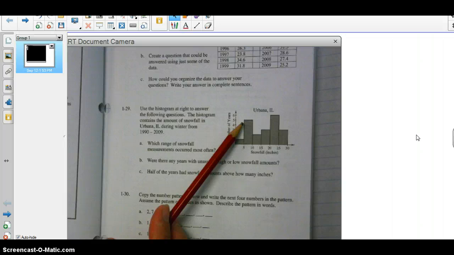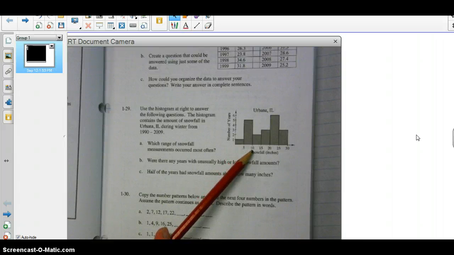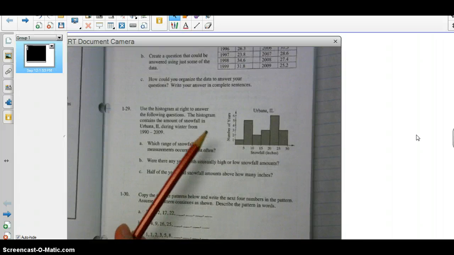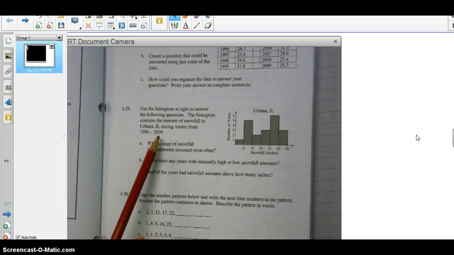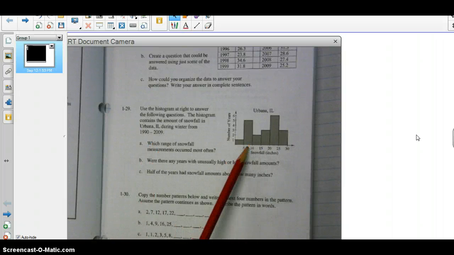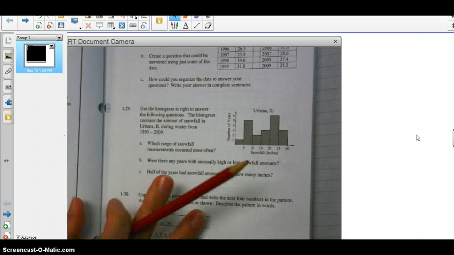It looks to me like the histogram is telling me that there were about 5 years where they had about 5 to 10 inches of snow. Remember, this is between 1990 and 2009, so that's quite a period of time. We're looking at between 5 and 10 inches of snow, about 5 years there was about that much snow, okay?